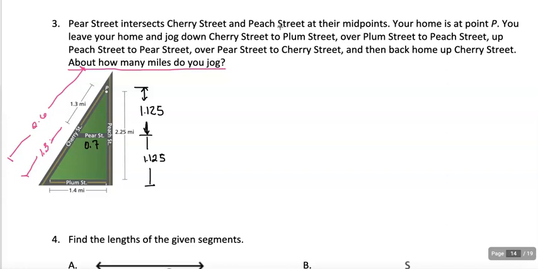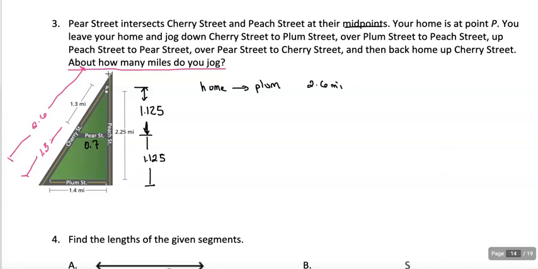Pear Street intersects Cherry Street and Peach Street at their midpoints, and that's why I was able to use these midpoints here. Your home is at point P. Alright, cool, so there's my home. You leave your home and jog down Cherry Street to Plum Street. So you jog down Cherry Street, home to Plum. If you travel from home to Plum, you're traveling 2.6 miles.